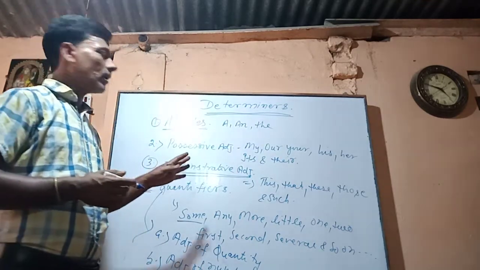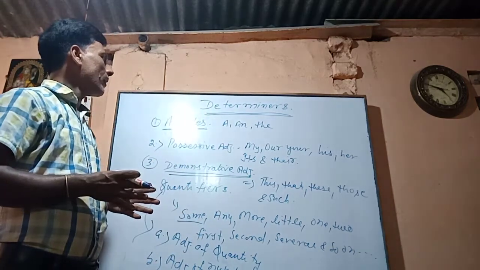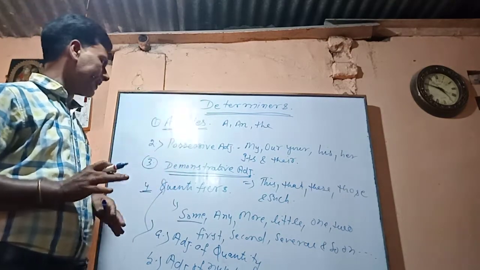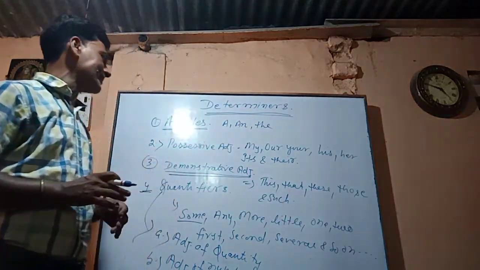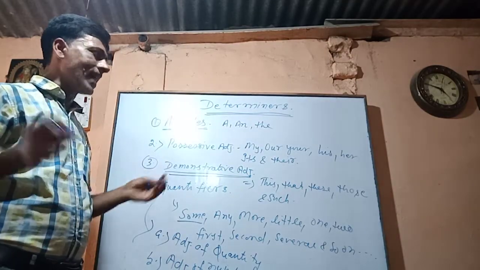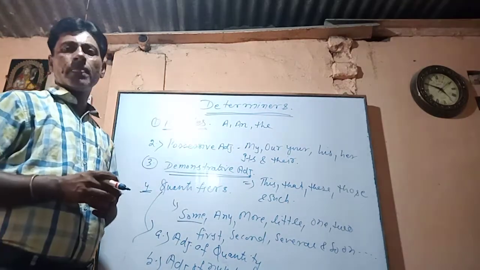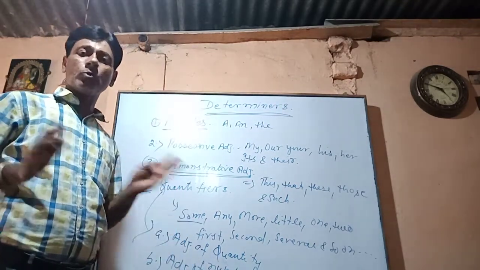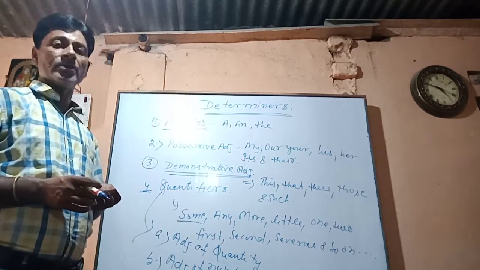So today I'm going to summarize this. Again, there are 4 things to cover in this chapter: articles, a and the; possessive adjectives like my, our, your, his, her, its, their; thereafter comes demonstrative adjectives: this, that, these, those, such; and of course quantifiers, as I discussed earlier, the adjective of quantity and adjective of number. There are 2 things because there are 2 kinds of nouns, countable and uncountable nouns.